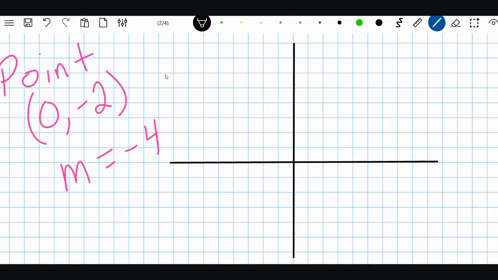So our point is going to be at 0, -2. So we're going to put a point at 0 on the x, -2. That's basically an intercept, a y-intercept right there. And now we're going to graph our slope.